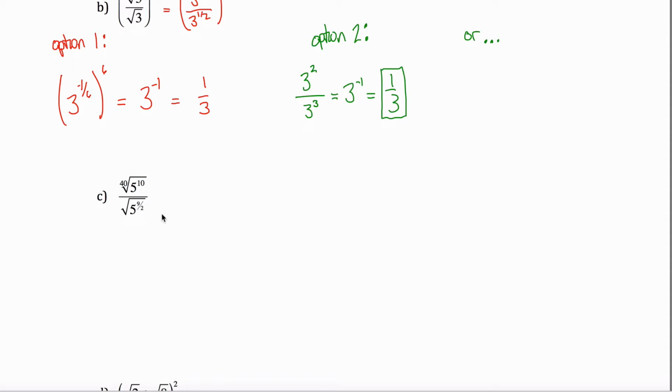Number 3, the 40th root of 5 to the 10th power, divided by the square root of 5 raised up to the 9/2 power. You can see that these are getting a little bit nastier.